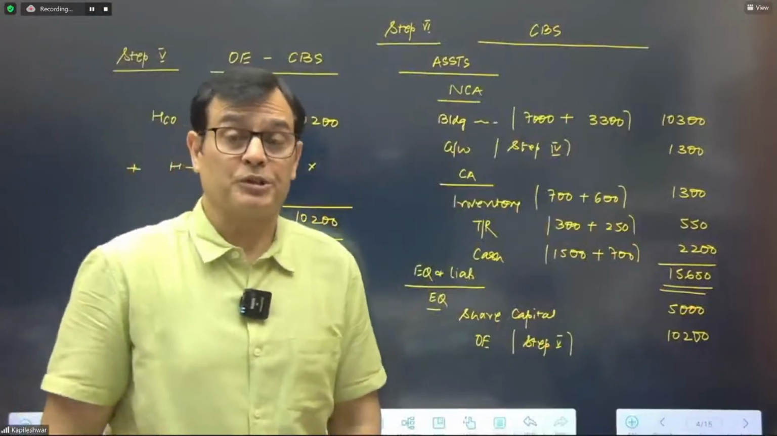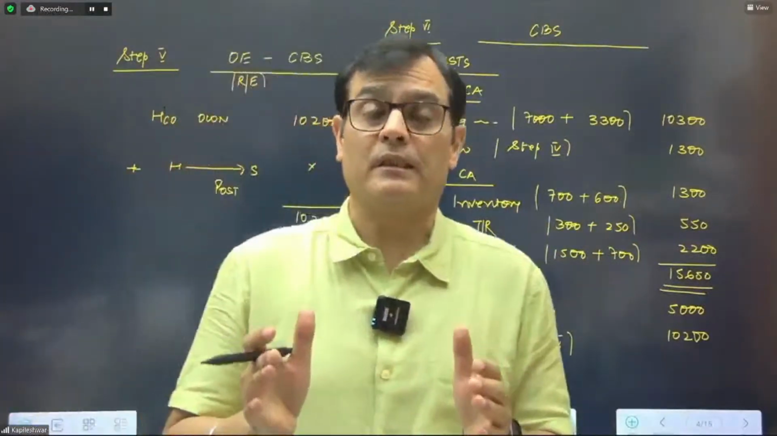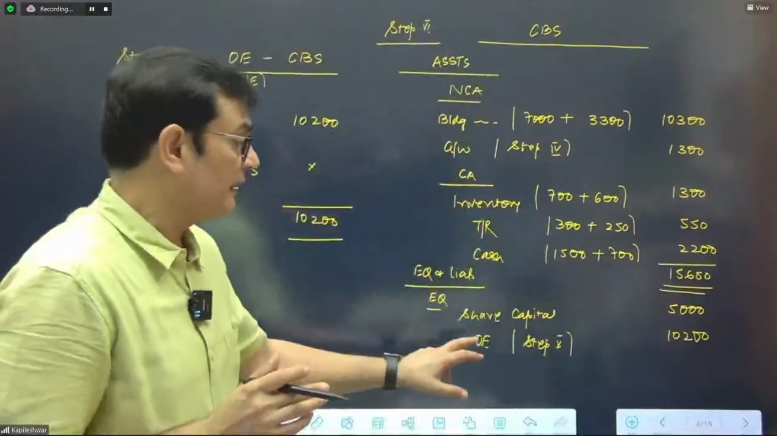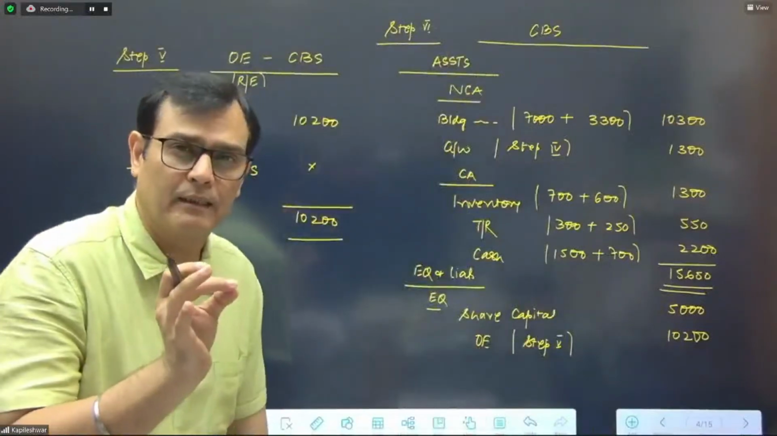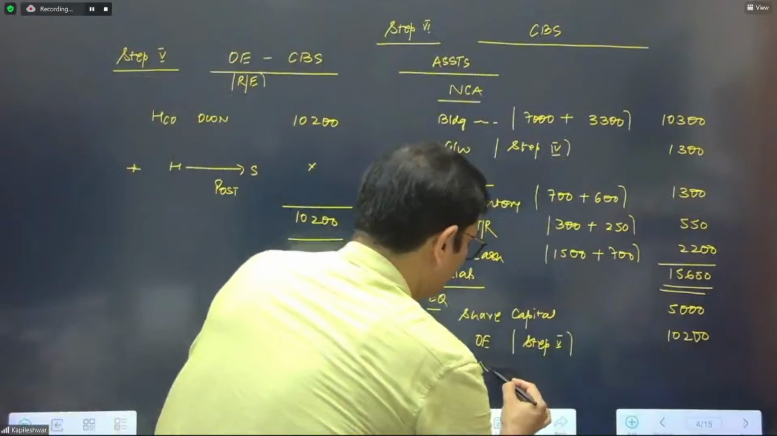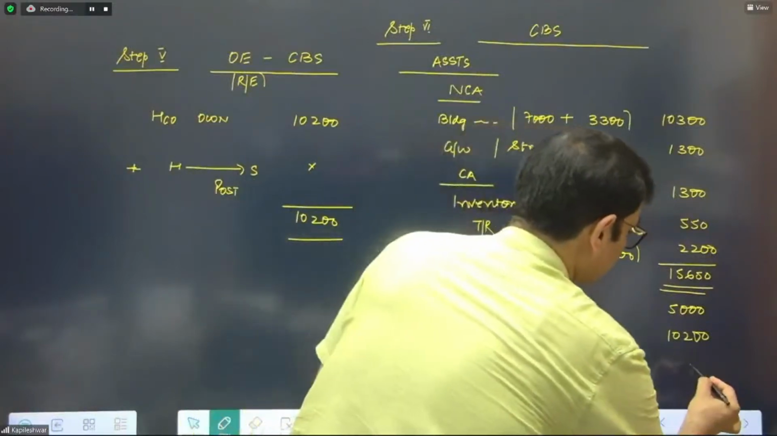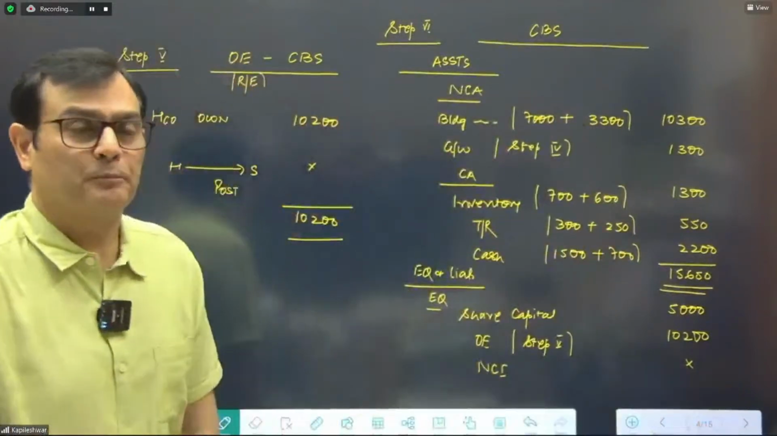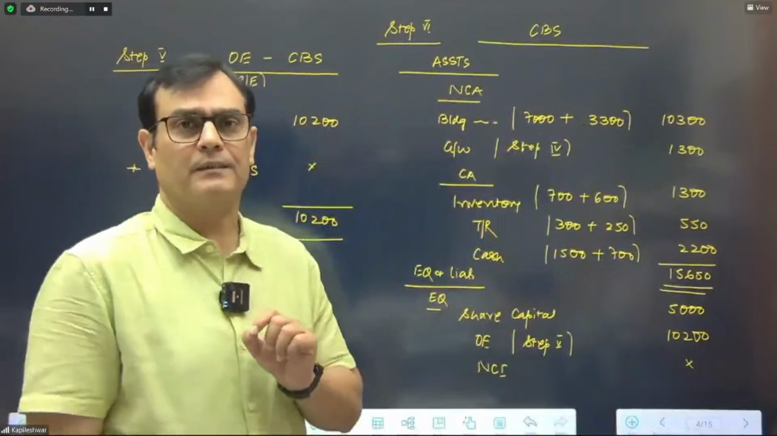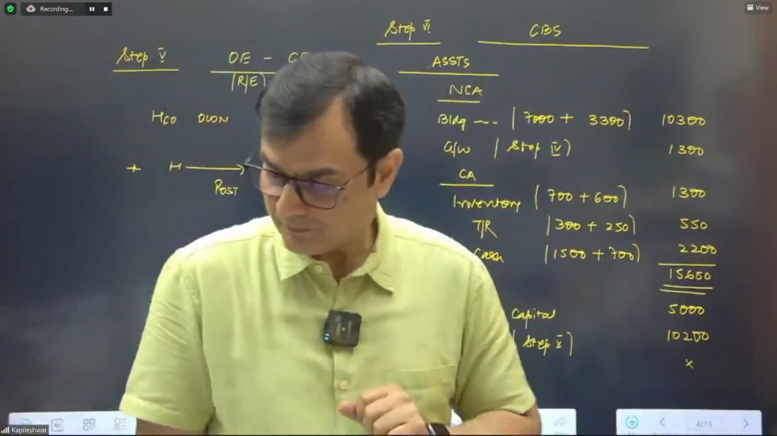And I guess in this question, we don't have an NCI, but be a little careful, because when you reflect the NCI, it should appear under the head equity. So right now we don't have any NCI. But if there is an NCI, it is going to be presented as the last item under the equity section.